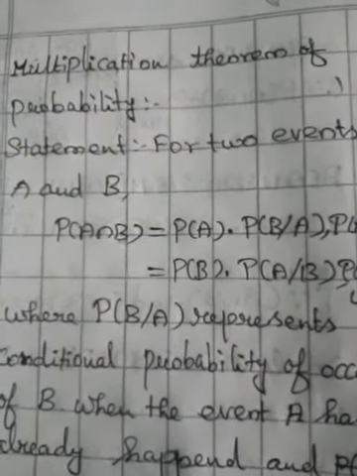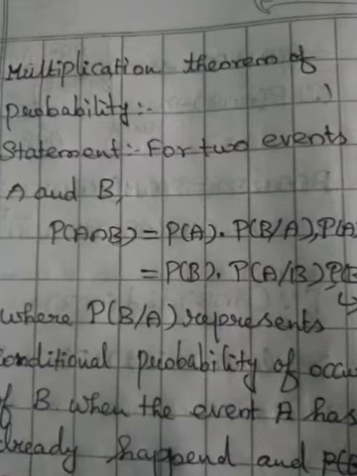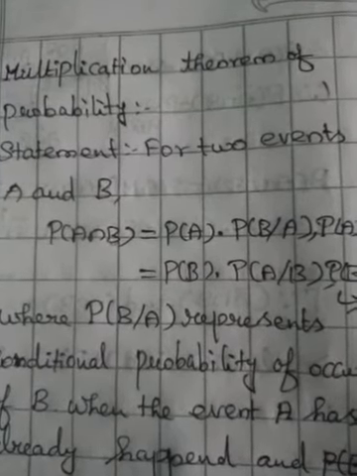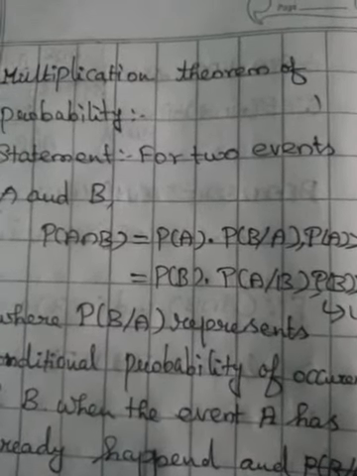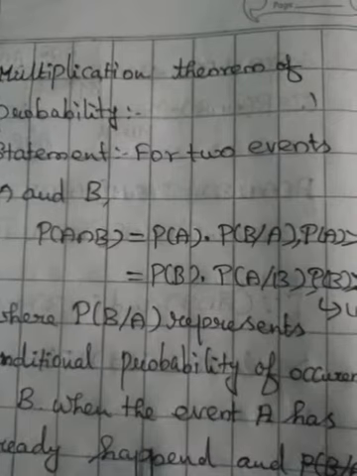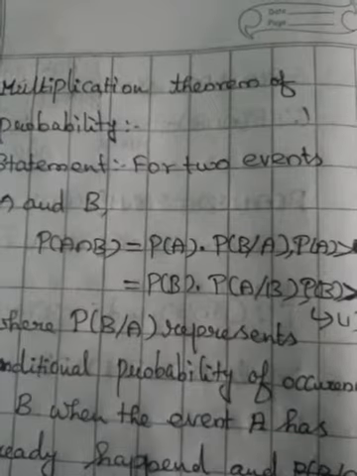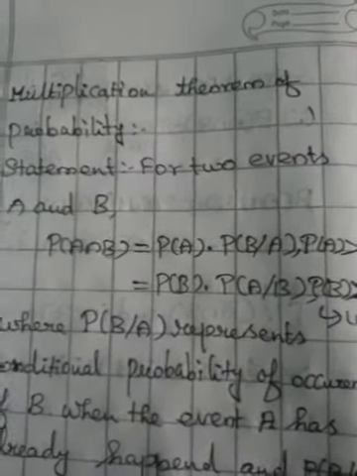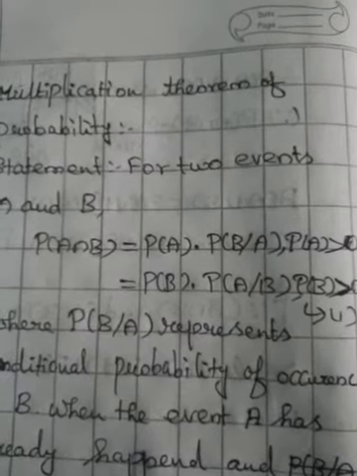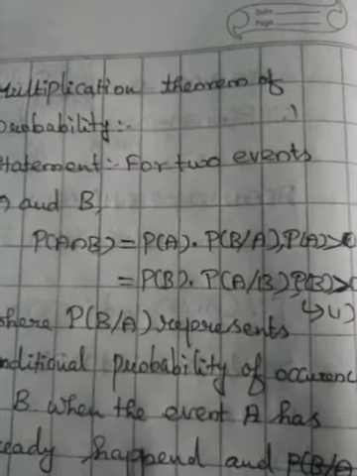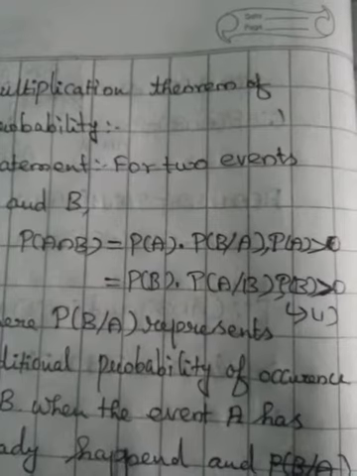Multiplication theorem of probability. Statement: for two events A and B, P of A intersection B is equal to P of A into P of B divides A, comma, P of A greater than 0. Next, it is equal to P of B into P of A divides B, comma, P of B greater than 0.